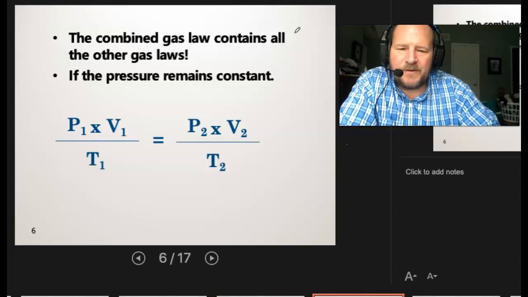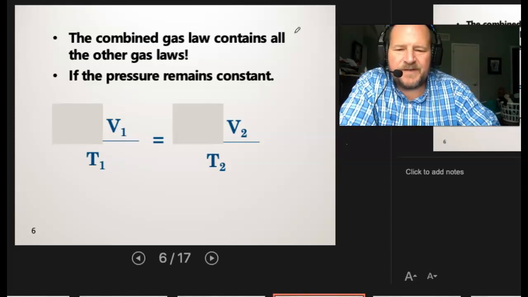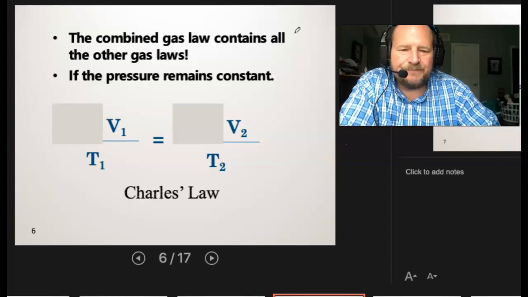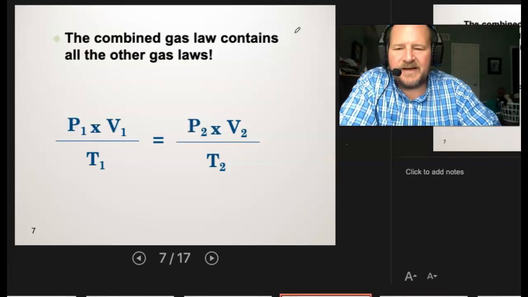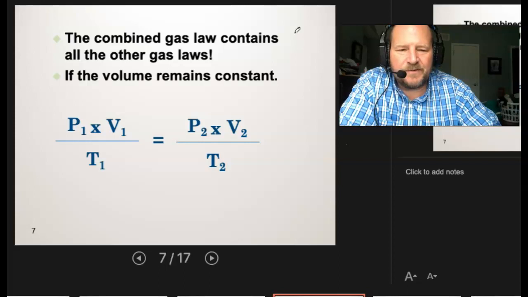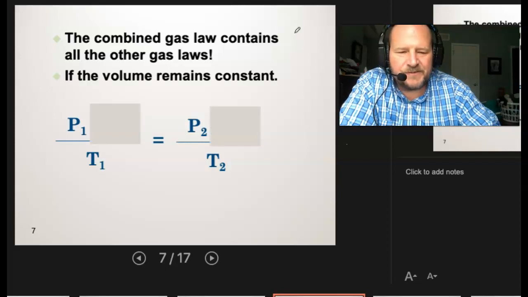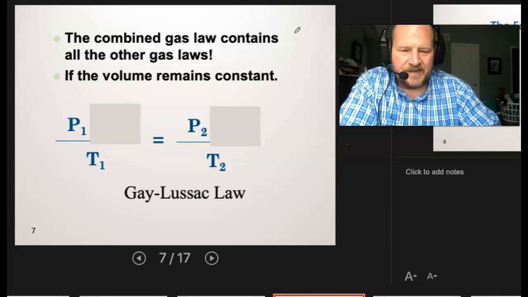Okay. What about when the pressure remains constant? Well, that means we're going to make P1 go away and P2 go away because they're equal to one another. And lo and behold, we have Charles' law. And that's exactly what Charles' law said. It said when the pressure remains constant. Finally, if the volume remains constant, V1 is equal to V2. And now we're left with Gay-Lussac's law.